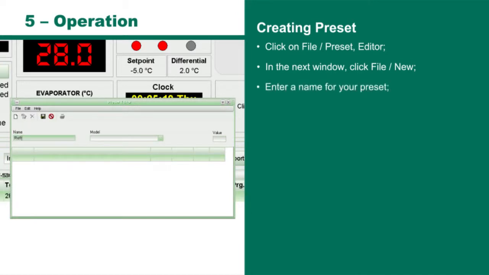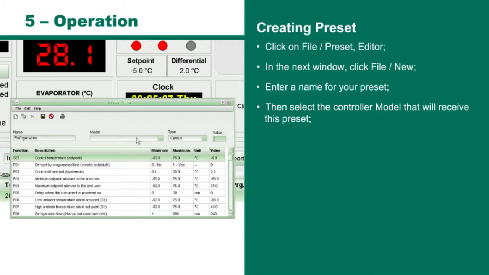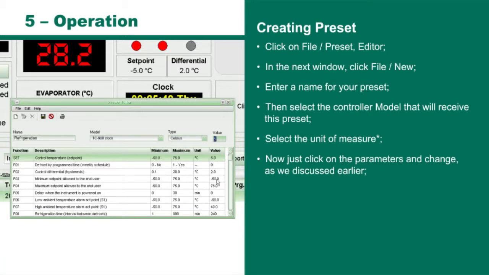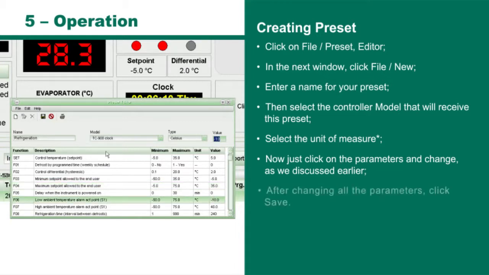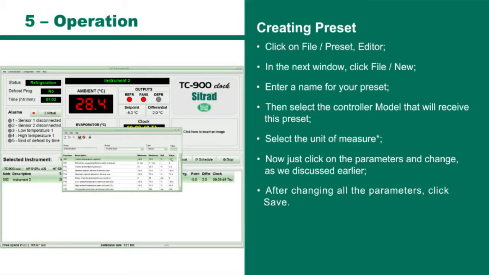Enter a name for your preset. Then select the controller model that will receive this preset. Below, you will see a list of parameters to configure. Select the unit of measure. Now just click on the parameters and change, as we discussed earlier. After changing all the parameters, click Save. So you can create multiple presets for faster configuration of the controllers.